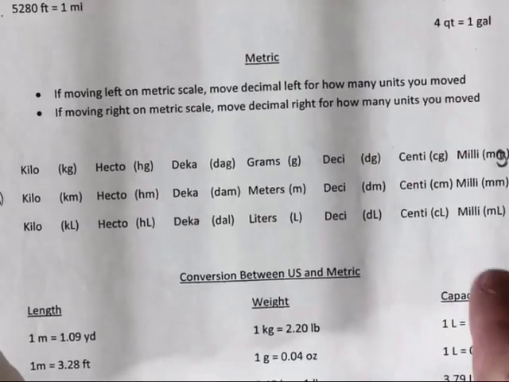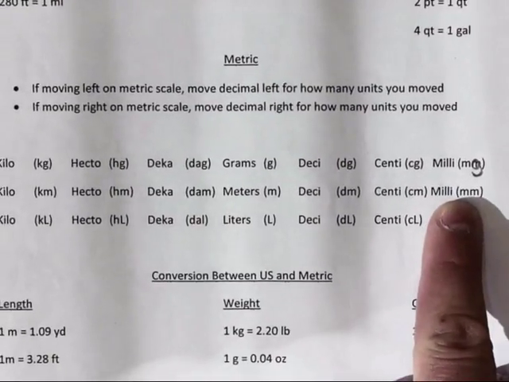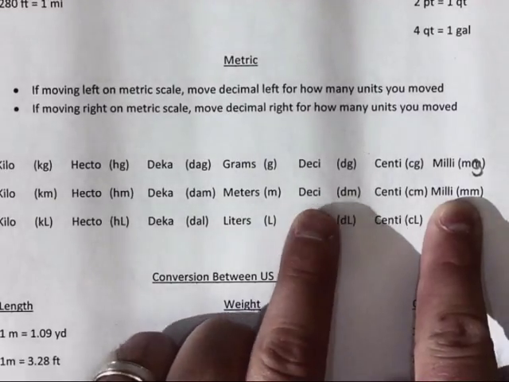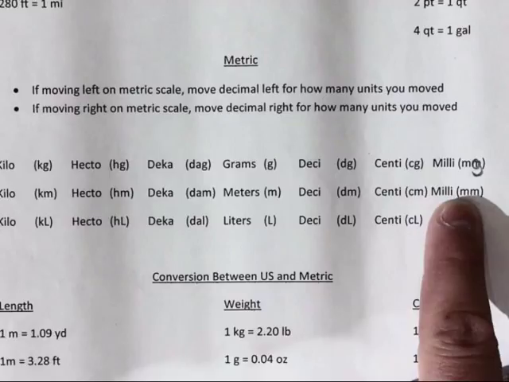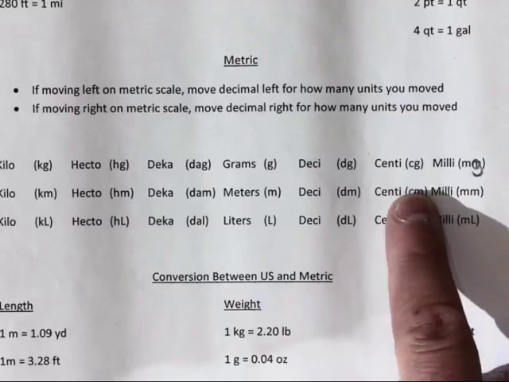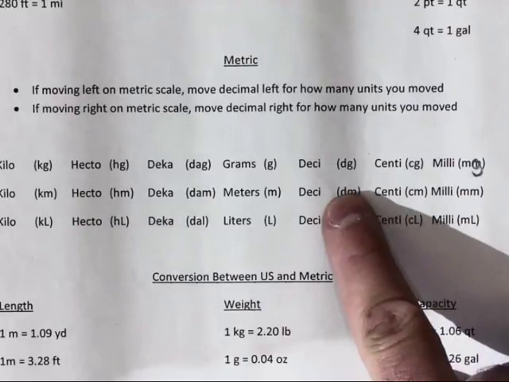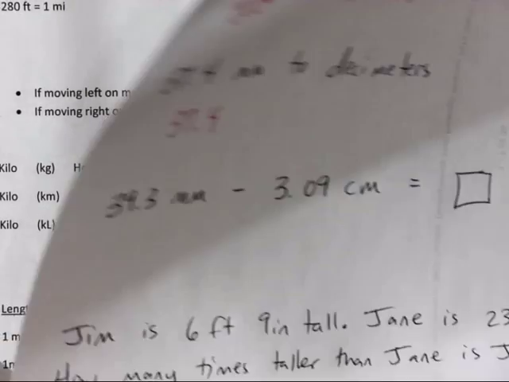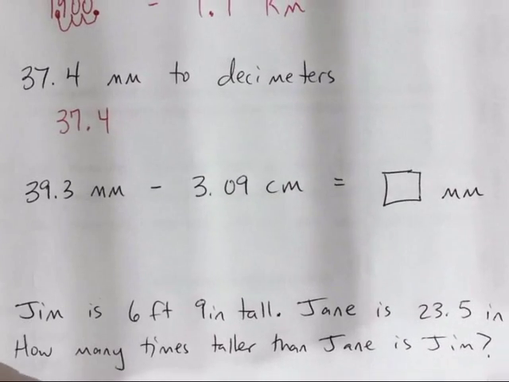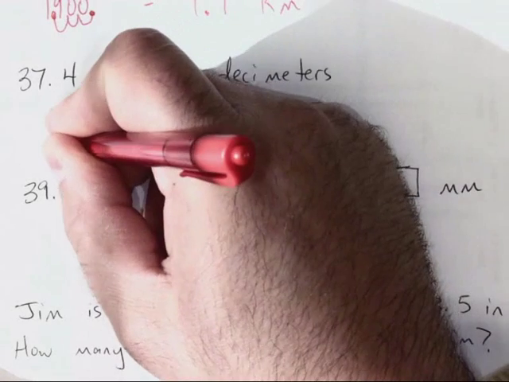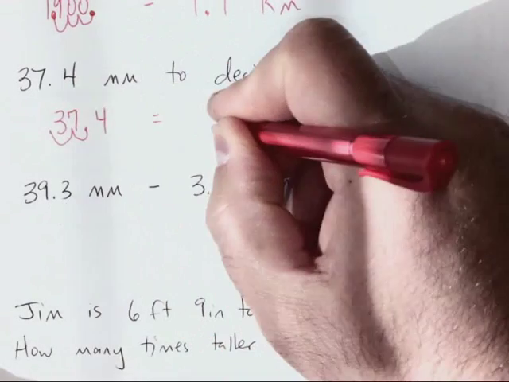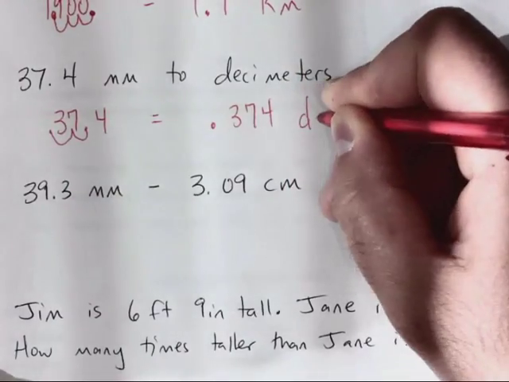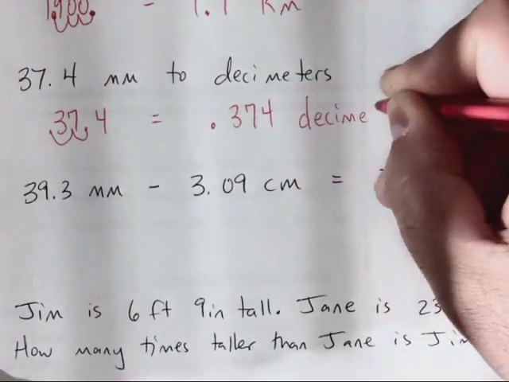Let's find millimeters, which is here, right? And I'm trying to go to decimeters, which is right here. So to get there, I've got to move 2 places to the left, 1, 2, right? So I'm going to move the decimal 2 places to the left as well, 1, 2. So I get 0.374 decimeters.